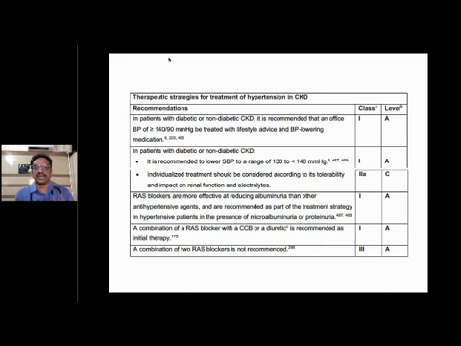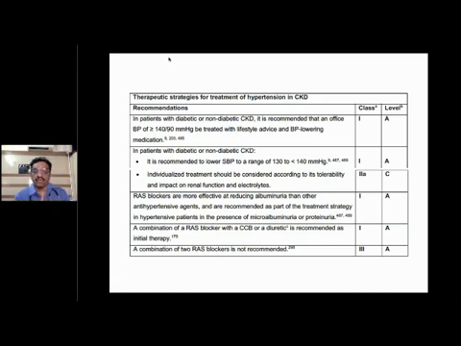But still, RAS blockades are more effective, especially if the patient has microalbuminuria or proteinuria, and they are the drug of choice in patients with hypertension and CKD. A combination of RAS with CCB is recommended as initial therapy, or a combination of RAS with a diuretic.